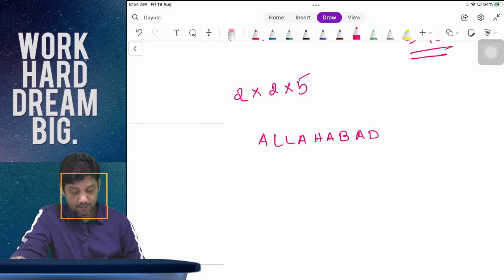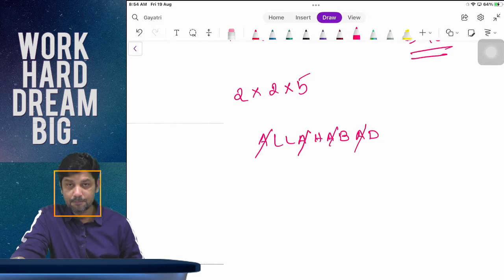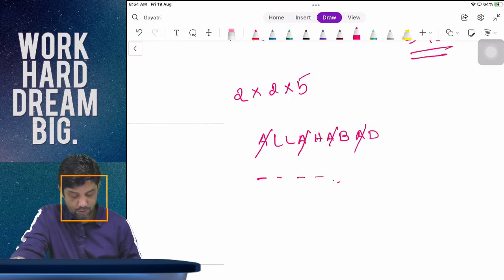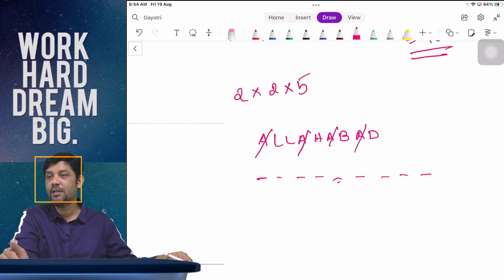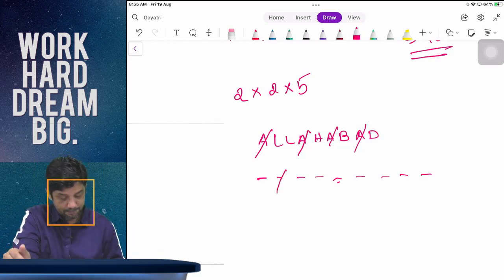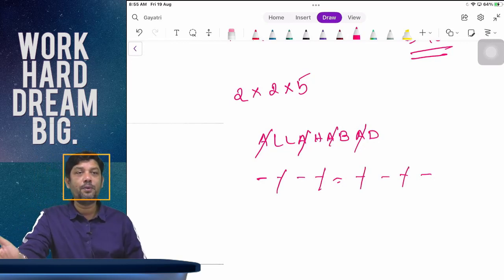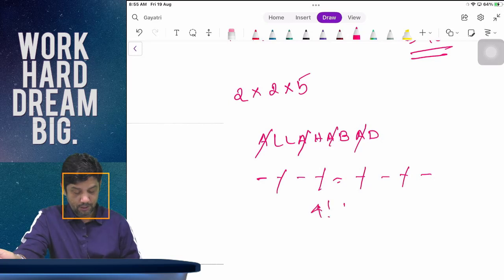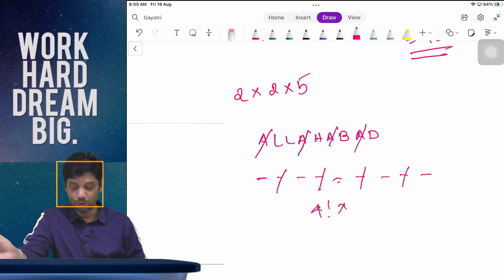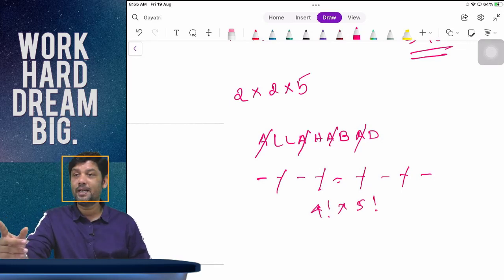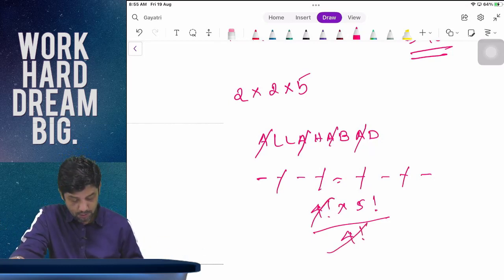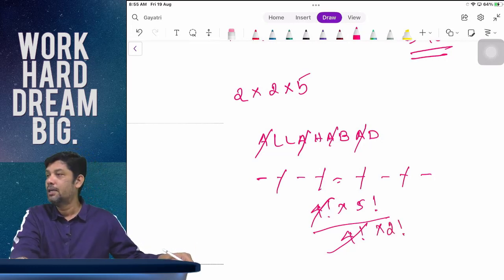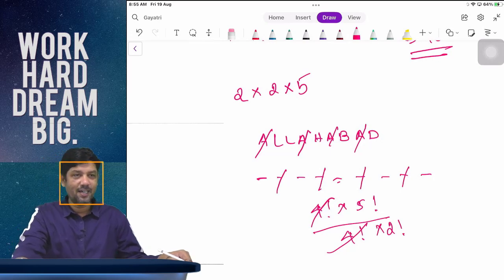Now listen here. How many vowels are there? 4. Total how many letters? 9. Vowels should come in even places. How many even places? 4. How many vowels? 4. So, as usual, 4 factorial into the remaining 5 places and 5 consonants. There is no condition. 5 factorial. Sir, there is a repetition, sir. 120. Sir, even 2 factorial. Sorry, you're right. The answer is 60. Correct now? Yes.